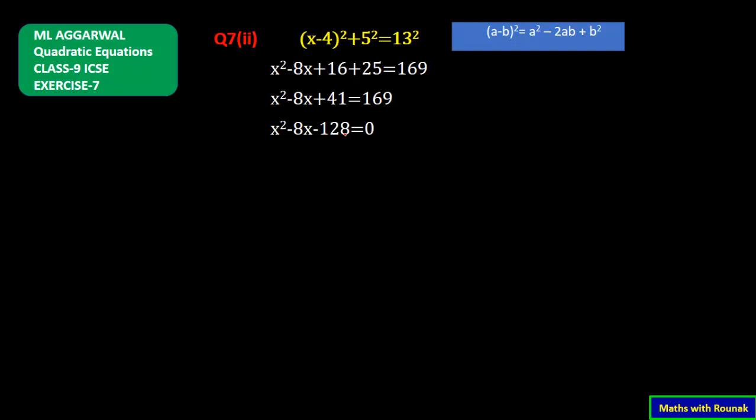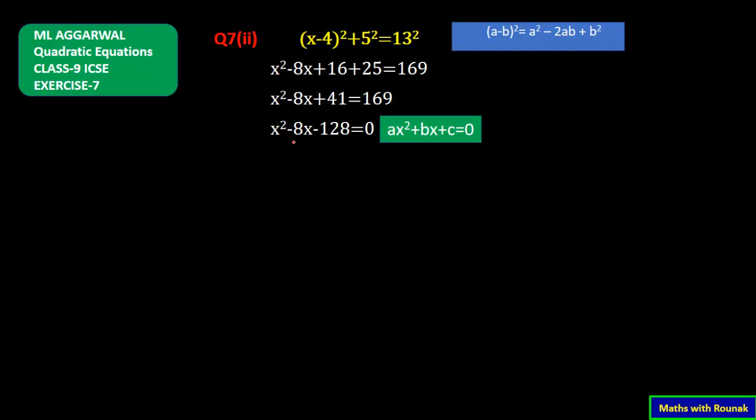If we transpose 169 to the left hand side, it will become negative, and minus 169 plus 41 will give us negative 128. So now we have our quadratic equation in its general form: ax square plus bx plus c is equal to 0, where a is 1. As there is no coefficient of x square, we take it as 1. The coefficient of x is minus 8, or b is equal to minus 8, and constant is negative 128.